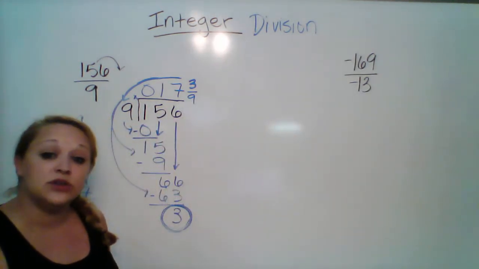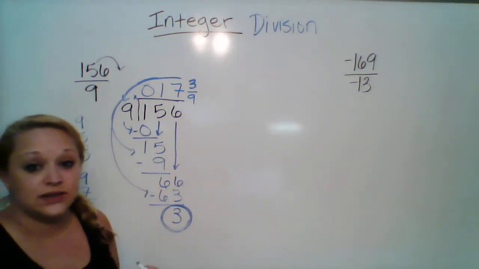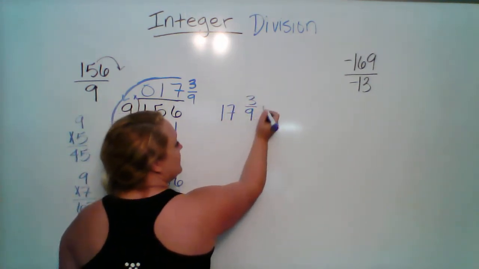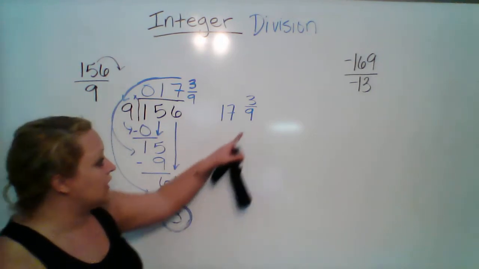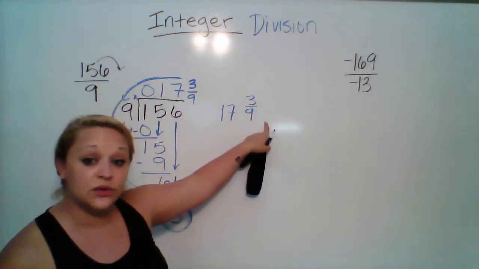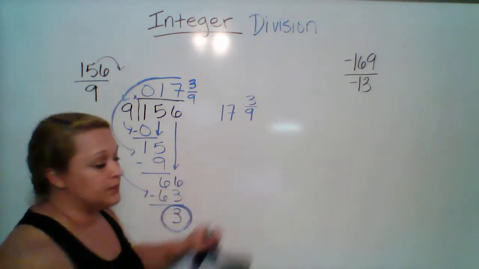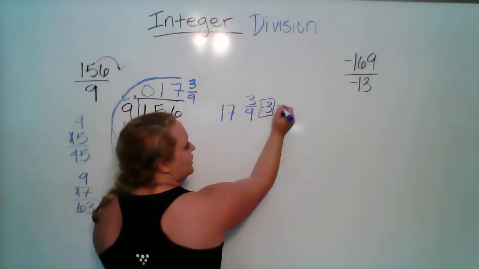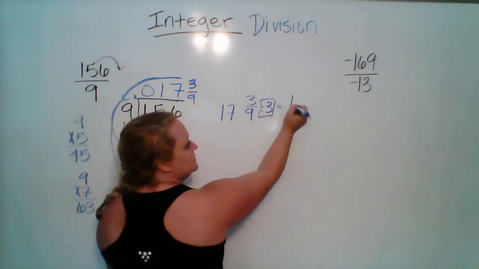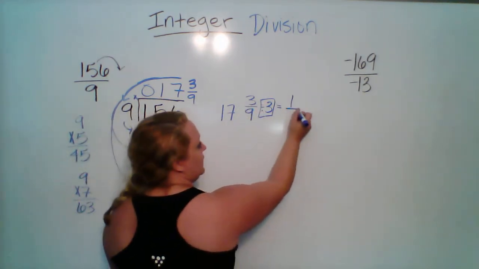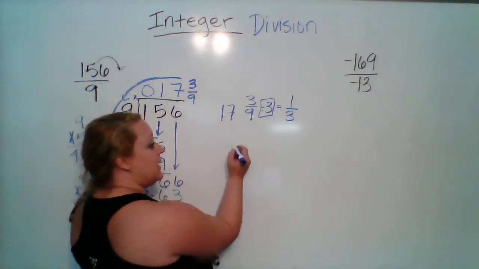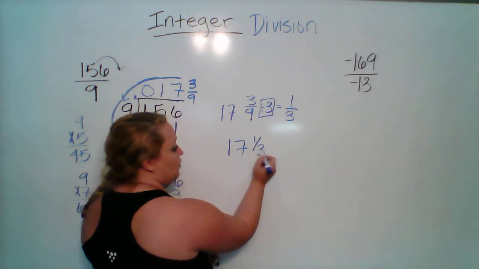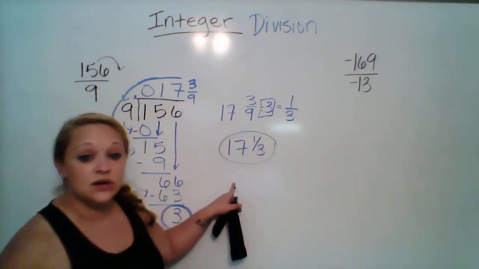But we need to talk about reducing, and this is why you have to have those facts memorized. If I have 17 3/9, that can be reduced. There's a number that can go into a 3 and can go into a 9, and that number is a 3. So to simplify, I would divide by 3. 3 divided by 3 is 1. 9 divided by 3 is 3. So my answer is not 17 3/9. It's actually 17 1/3.